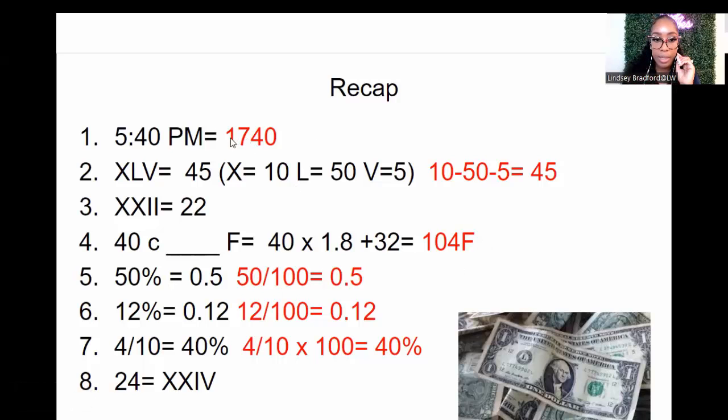Okay, can I highlight that? I can't highlight it, but I could point to it. The only thing that's going to change is the hour. The minutes stay the same.